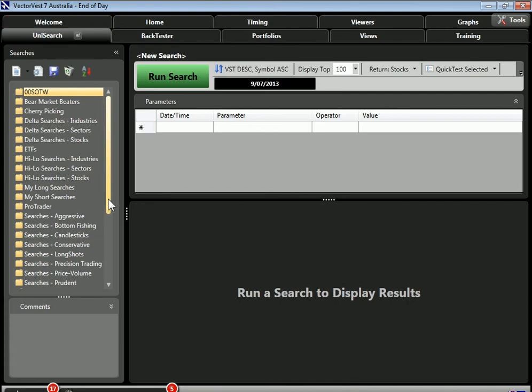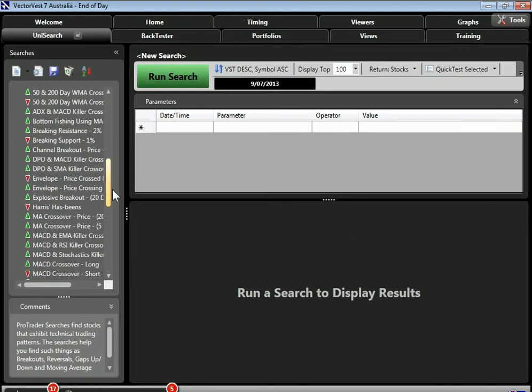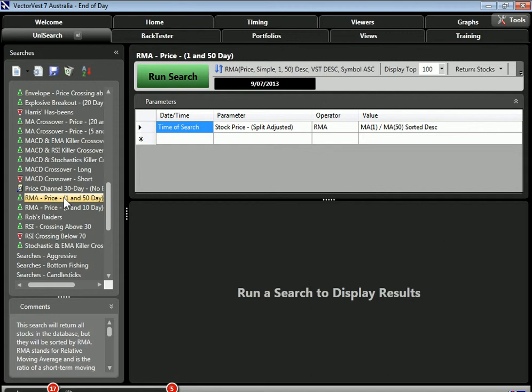And of course, again, when you've purchased ProTrader or you try it out on a trial, for example, you'll have a ProTrader folder. In that folder, we have our RMA 1 in 50, and that's where we're going to begin. So here we're looking for a stock price, RMA, of a 1 in 50, and we're going to sort descending.